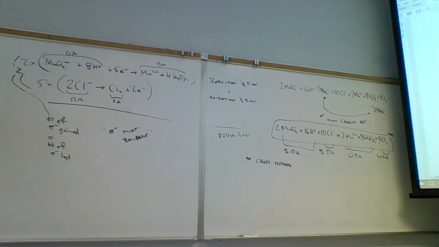In the chart method, we inventory. So if we have permanganate, we have chloride, we're also going to have water. Water is a potential reactant. We have other stuff, plus other stuff. I don't know what it is, but there's other stuff in there. But the situation is between chloride and water.